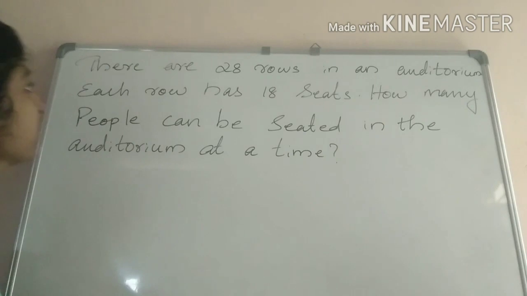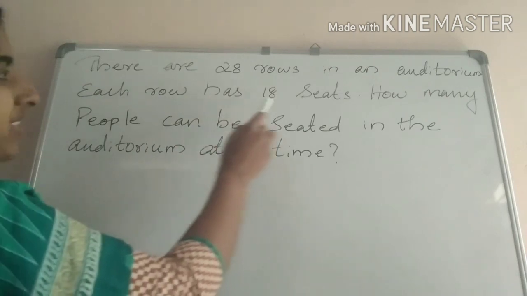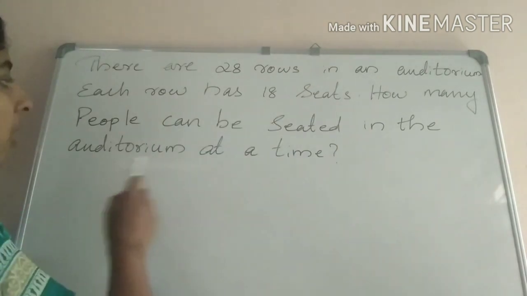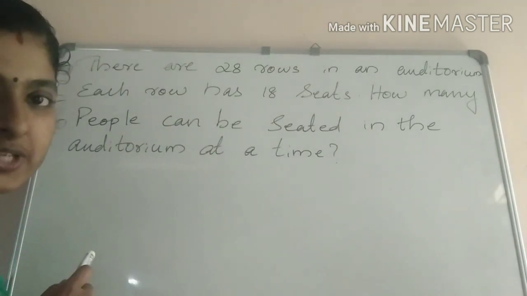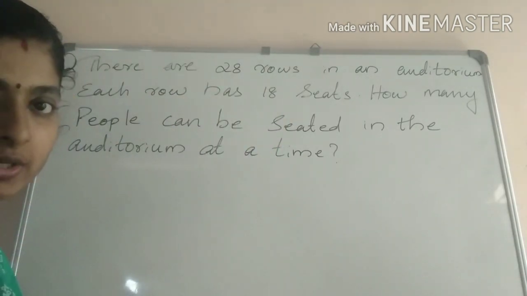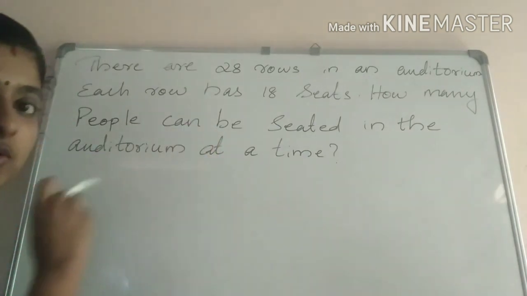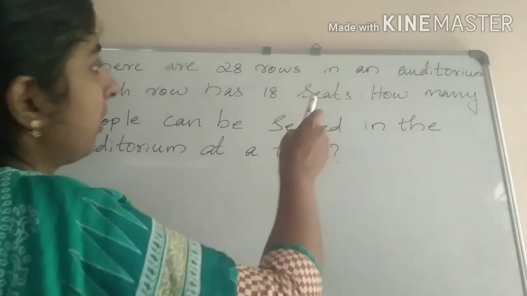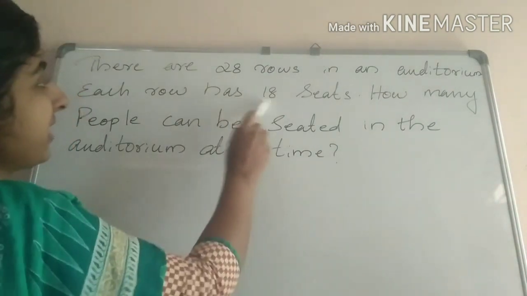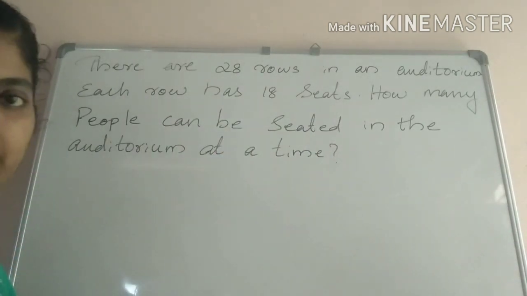So the next question. There are 28 rows in an auditorium. Each row has 18 seats. Then how many people can be seated in the auditorium at a time? What's the meaning of this question? See, there are 28 rows of seats in an auditorium. Then each row has how many seats? 18 seats. How many people can be seated in the auditorium at a time?